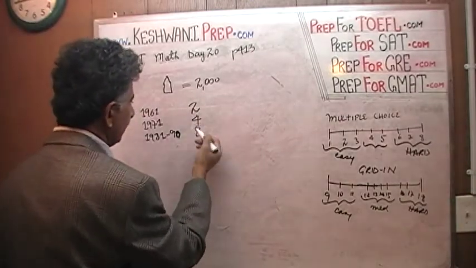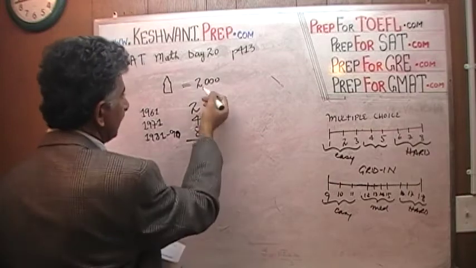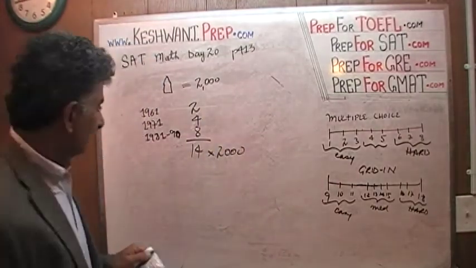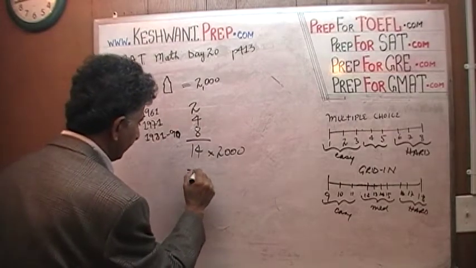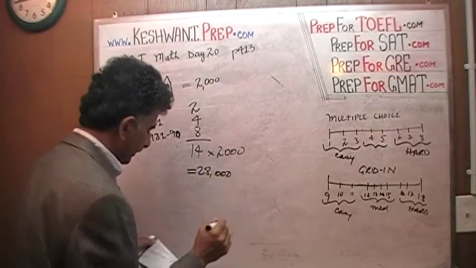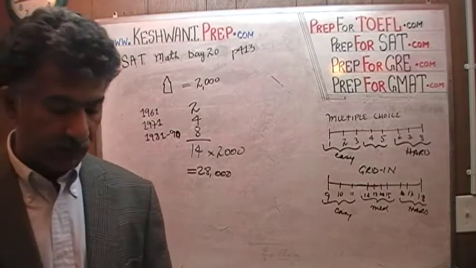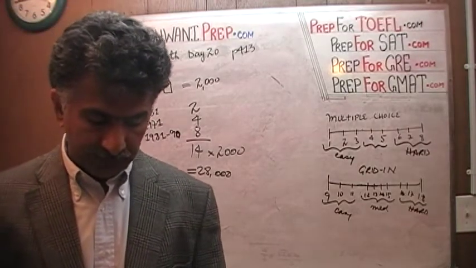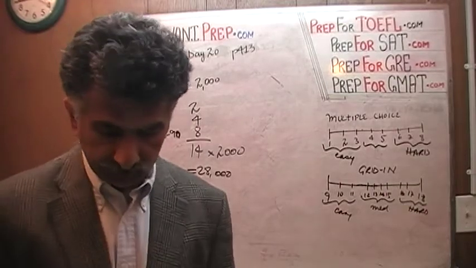So 8 plus 2 is 10, plus 4 is 14. There are 14 of them. Each symbol represents 2000 houses. Therefore, it's 14 times 2000, which is 28,000. 28,000 houses were built from 1961 to 1990. That's all there is. Let's take a look at number 2.